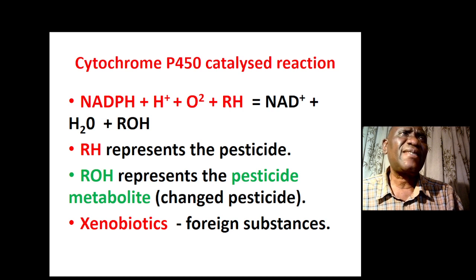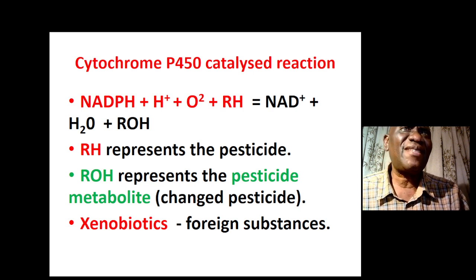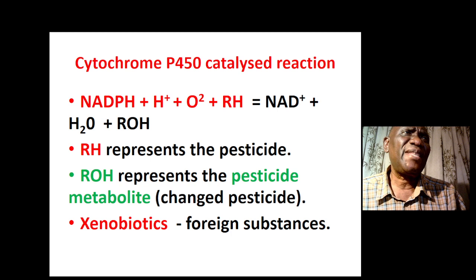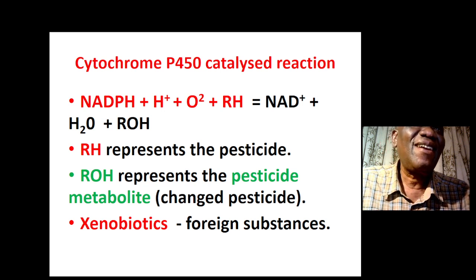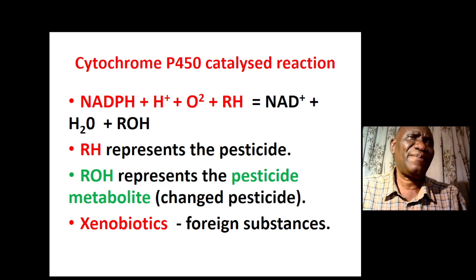If you have these reactants, you will get NADP, which means NADPH will lose its hydrogen. Then it forms water, and this pesticide will gain an OH, which means that it will cease to be the pesticide. So RH represents the pesticide, ROH represents the pesticide metabolite or the changed pesticide.